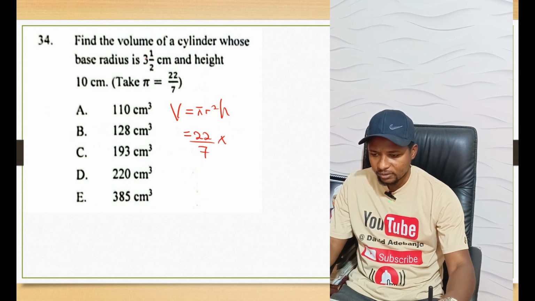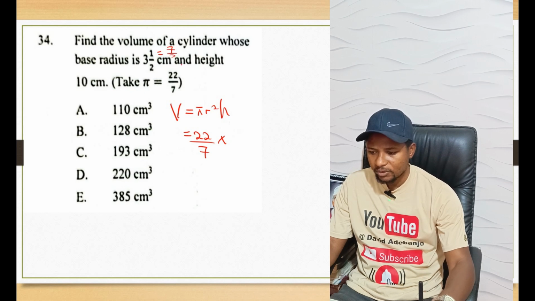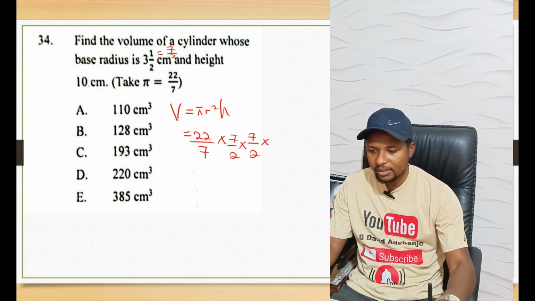Radius they gave us as 3 1/2, but we can change it to improper. That's 2 times 3, 6, plus 1, that's 7 over 2. So I'm going to use 7 over 2. Don't forget it's radius squared, so I'm going to repeat it. Then the height, we have to take height as 10, so times 10.